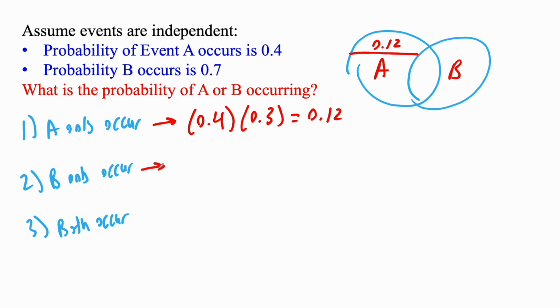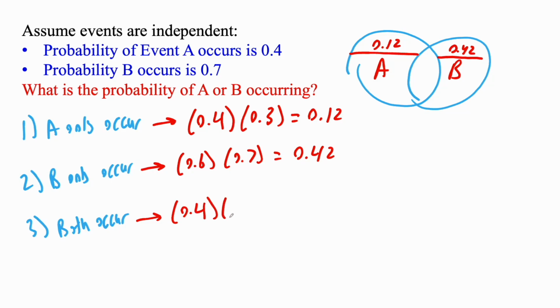Now let's do B only occurring. Same idea. What's the probability that A does not occur? That's 1 minus 0.4, so we get 0.6. And the probability that B does occur is 0.7. If you multiply it out, you get 0.42. So from here to here is 0.42. The last one is, what if they both occur? The probability that A occurs is 0.4, the probability that B occurs is 0.7, and if you multiply it out, you get 0.28. So from here to here is 0.28.